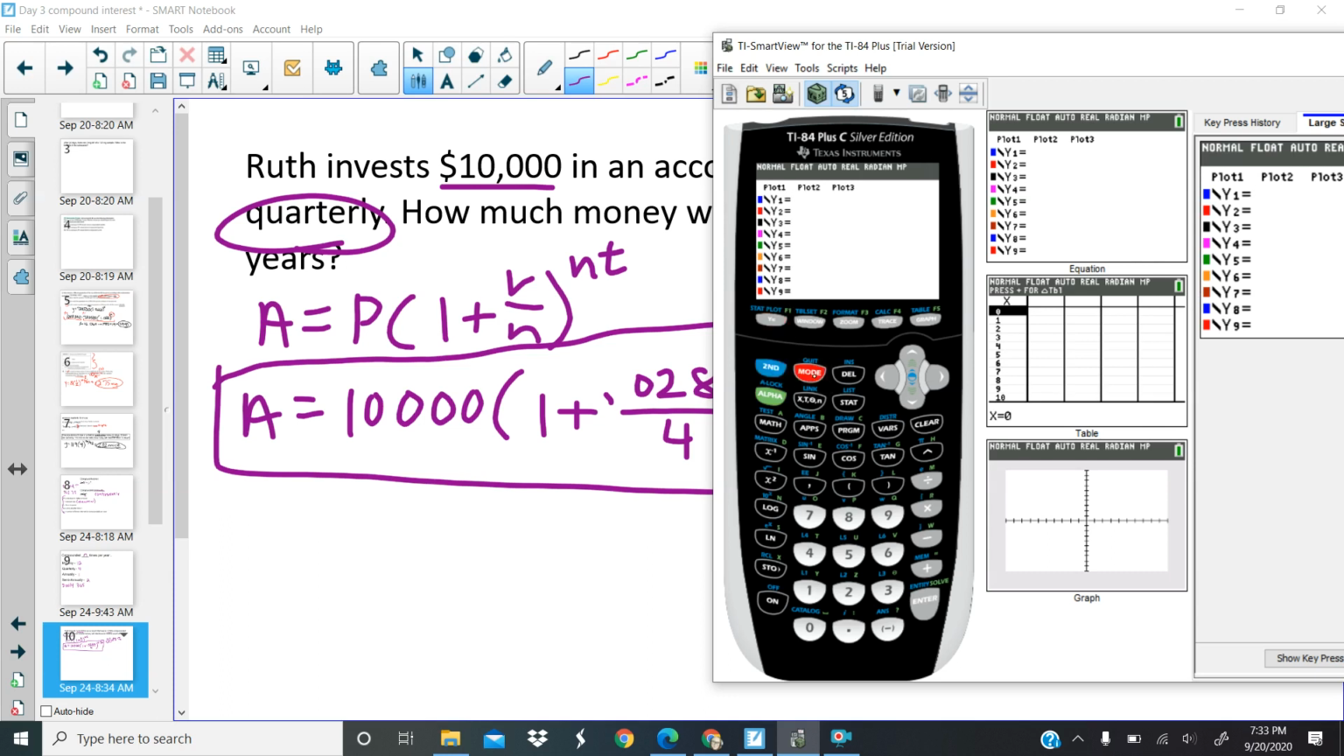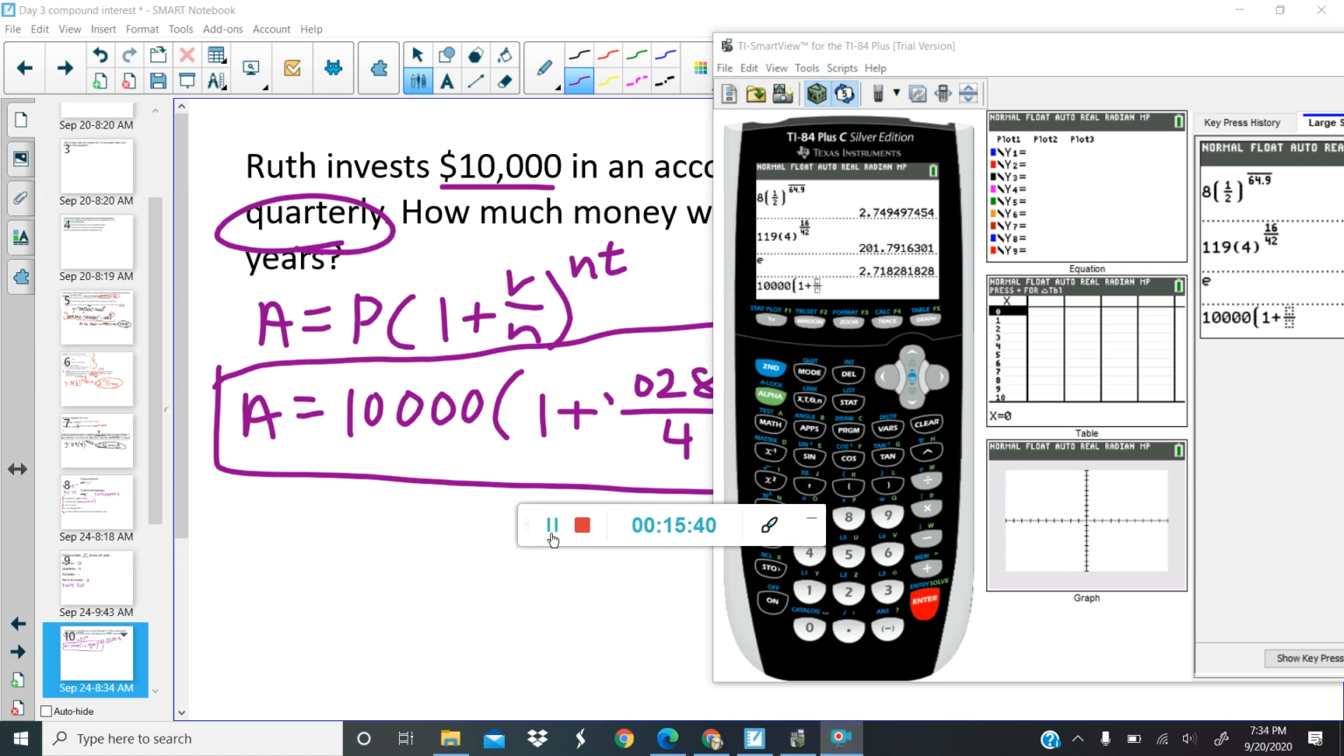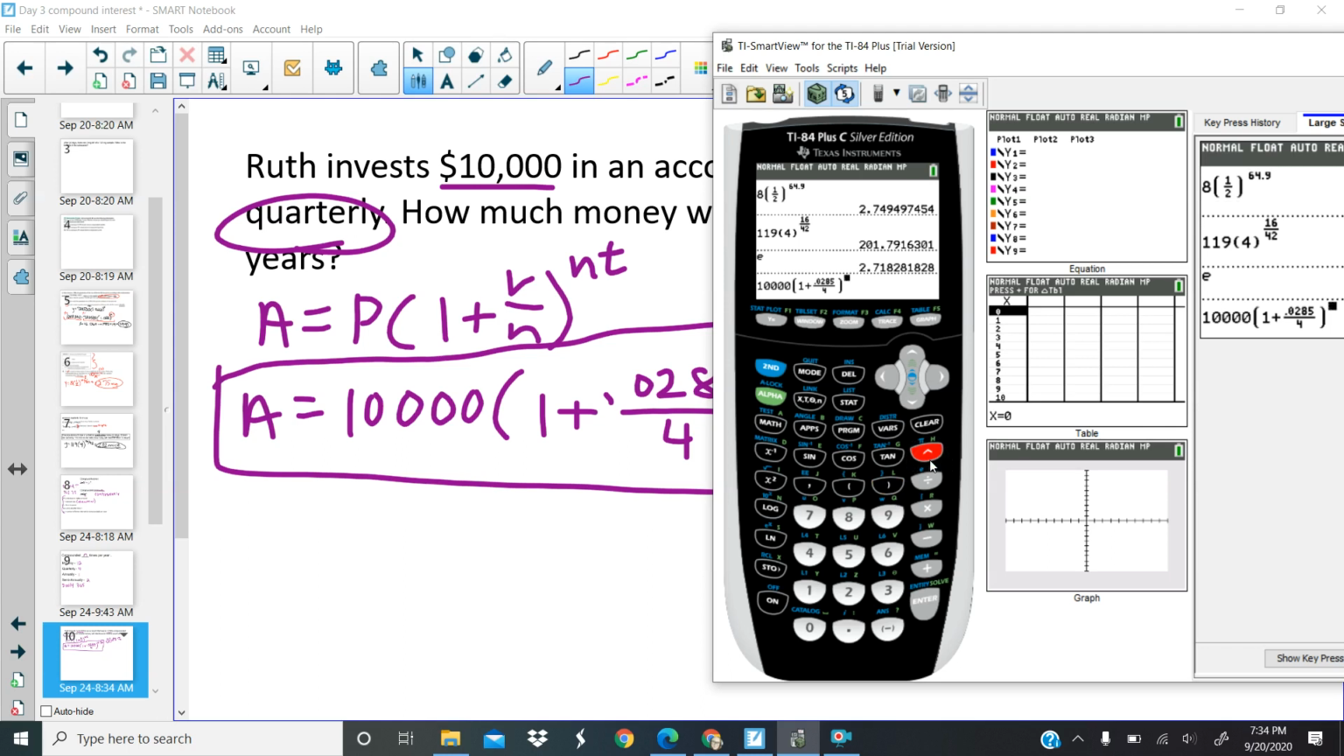Okay, give me 1 second because my calculator is messing up. Okay, I got my fraction to come up. So then I had on top 0.0285, and then it was divided by 4. And then close your parentheses. And on the outside, it was raised to the 4 times 30th power.